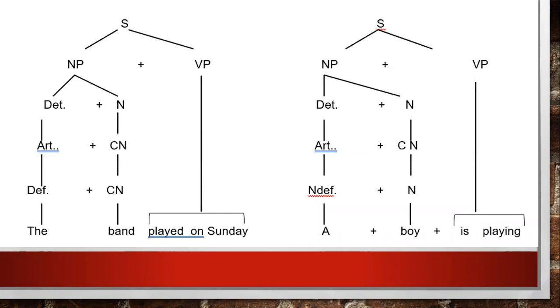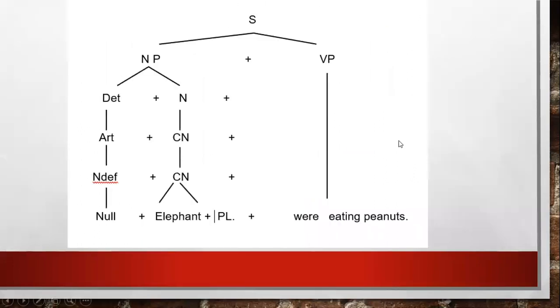The other sentence, a boy is playing. So again, the noun phrase is composed of a determiner plus a noun. This determiner is again an article. And now this is a non-definite article, a, plus a countable noun in a singular form. Remember, a or an is used with singular nouns, all right? So notice here the tree diagram. Now, don't forget about this tree diagram. Again, another one.